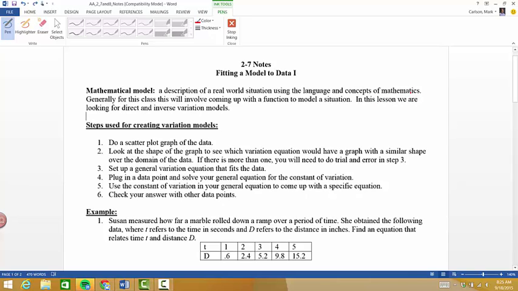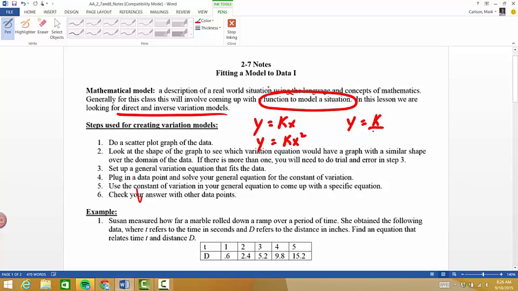Generally, for this class, this will involve coming up with a function to model a situation. This right here is pretty much what we're going to be doing. In this lesson, we are looking for direct and inverse variation models. The models we're going to be working with are of this form: y equals kx, or y equals kx squared, which are two direct variation models, and the other two are y equals k over x and y equals k over x squared. Those are the four models we're going to be interested in as we try to model a set of data today.